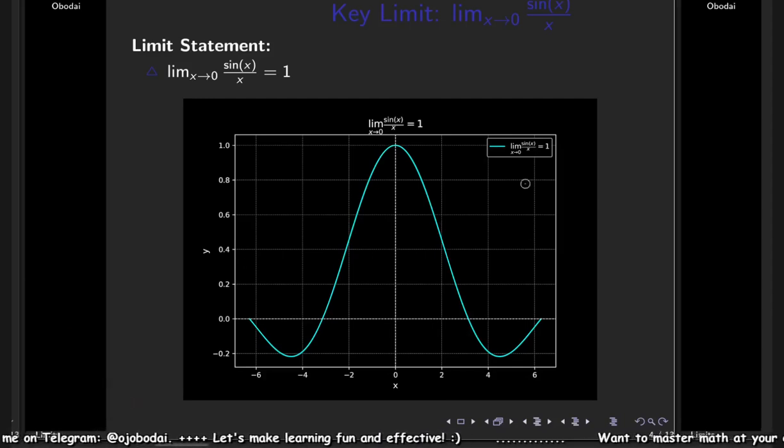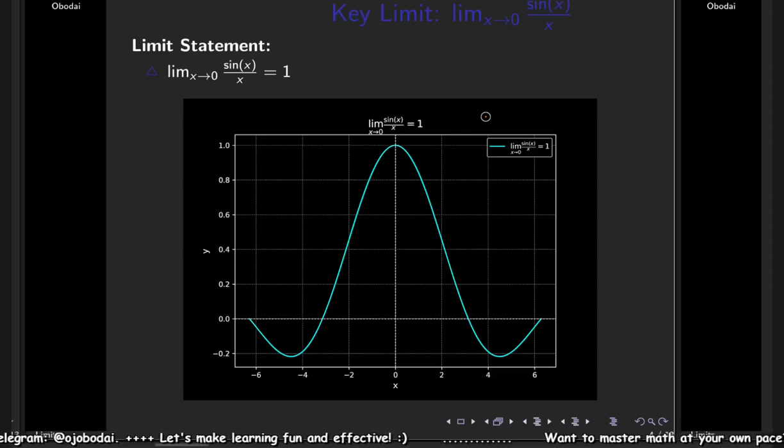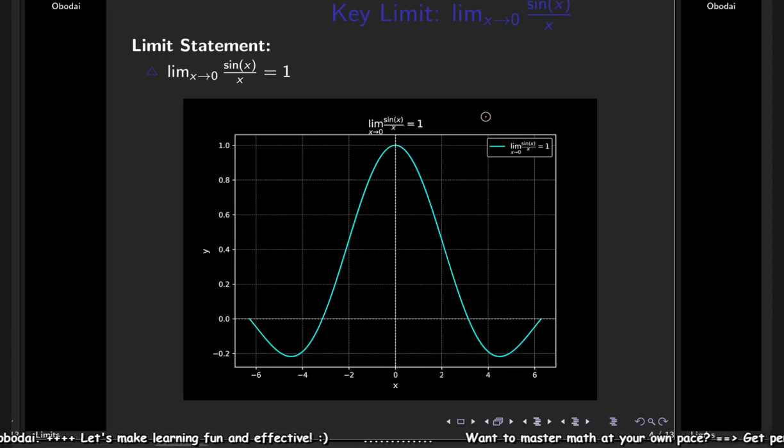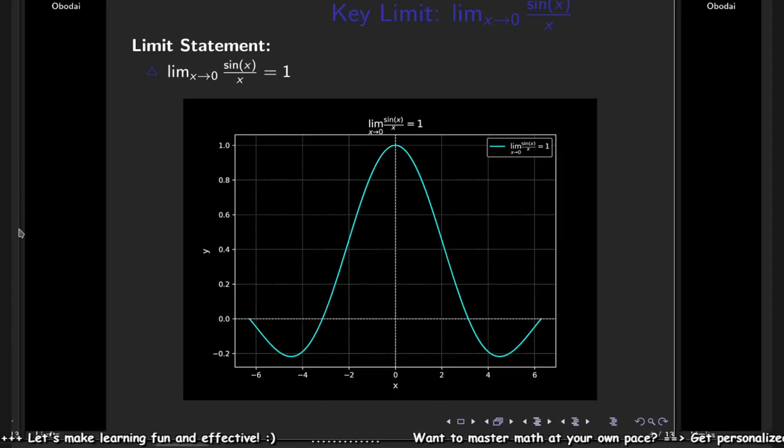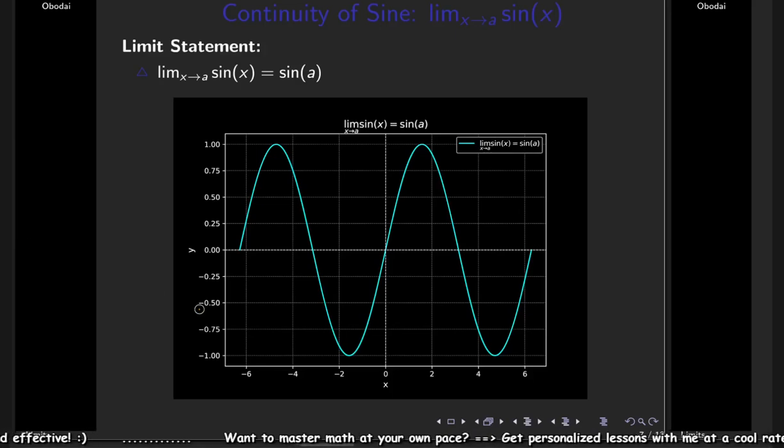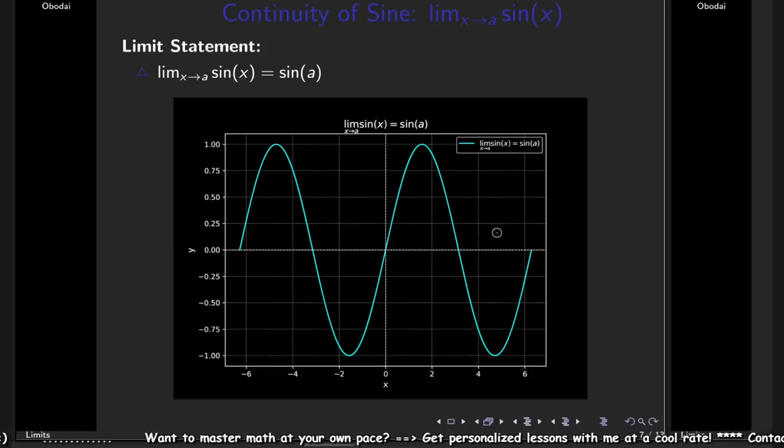We are on limits. Now there are some trigonometric functions that you wouldn't even need to solve their limits. They are constants and you'd always have to know. The very first of such kind is the limit of sine of a value. So the limit of sine x.